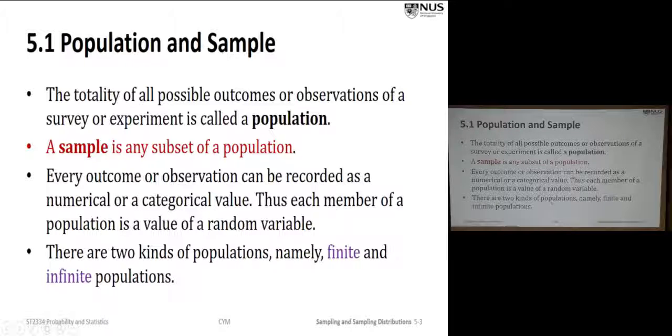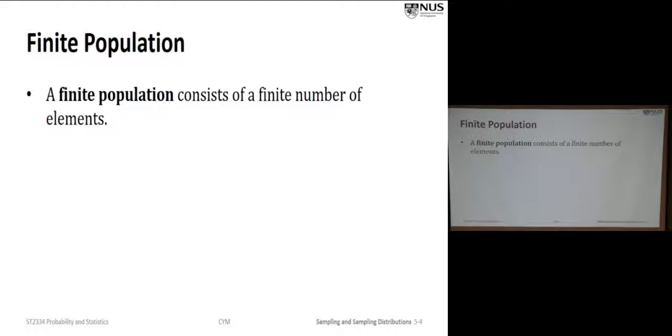Okay, so there are two kinds of populations, infinite and finite. Okay, so first of all, let's look at the finite population. So that means the population has a finite number of subjects or finite records or finite number of elements.